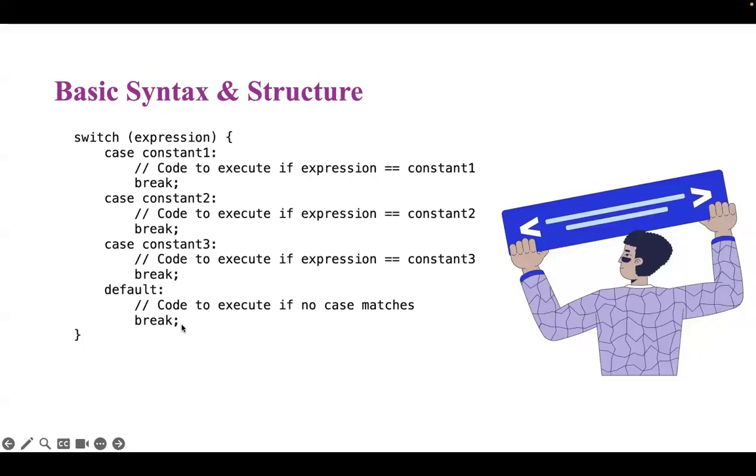We start with the word switch, and then within brackets, we write the expression, in the sense the variable. Then you open a curly bracket, and here you close a curly bracket. So this is your entire switch case statement. Inside that, you develop cases. Case 1, case 2, case 3, and finally default. Please note down this structure if you want. This will look difficult, but not that difficult.